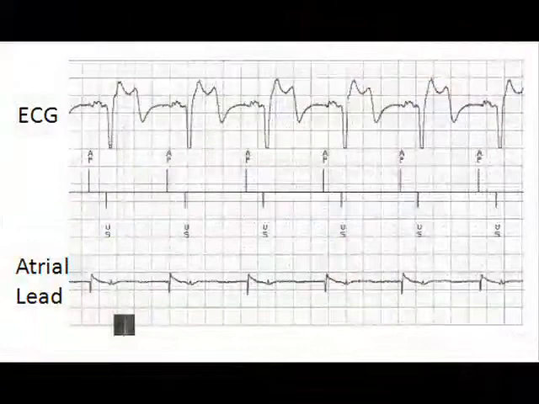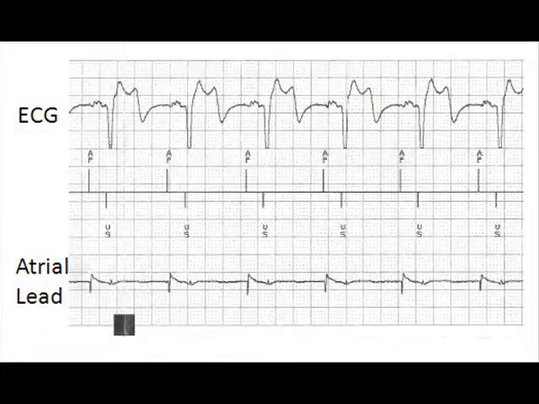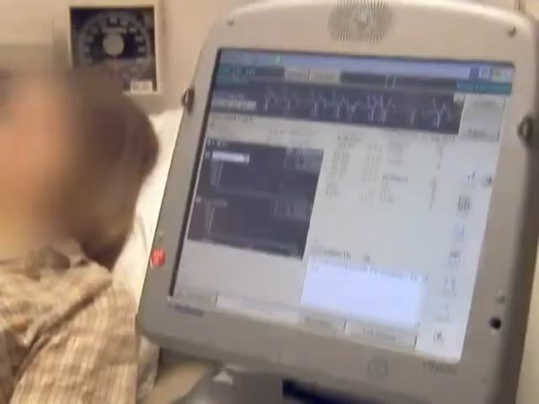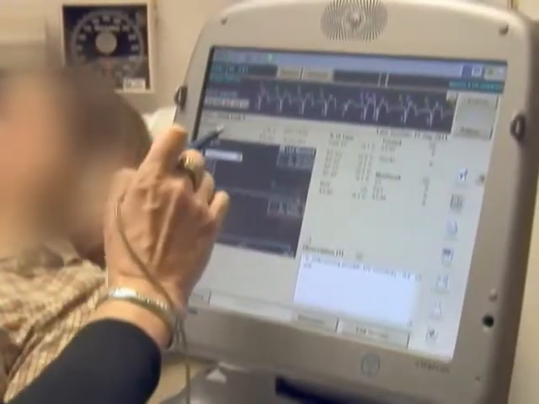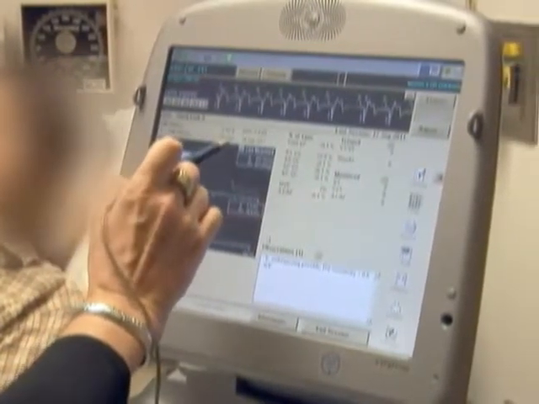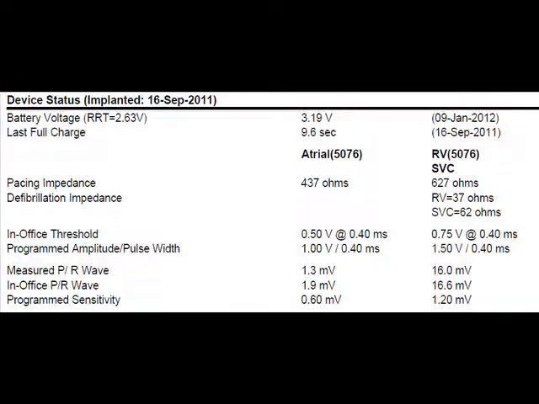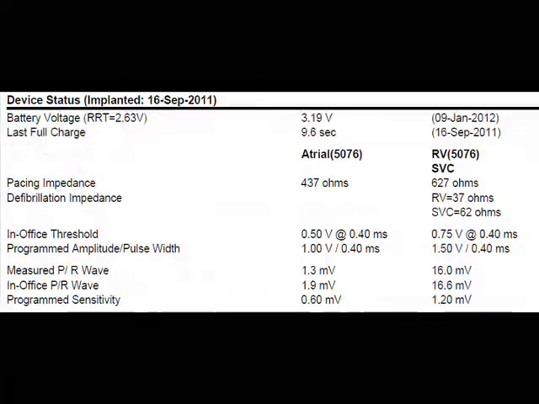This patient's presenting rhythm is atrial pacing, as seen by the AP marker, and ventricular sensing, seen by the VS marker. The startup screen gives data regarding the generator and leads. These can also be examined on the printouts. Here the battery voltage and charge time are seen, as well as lead parameters.